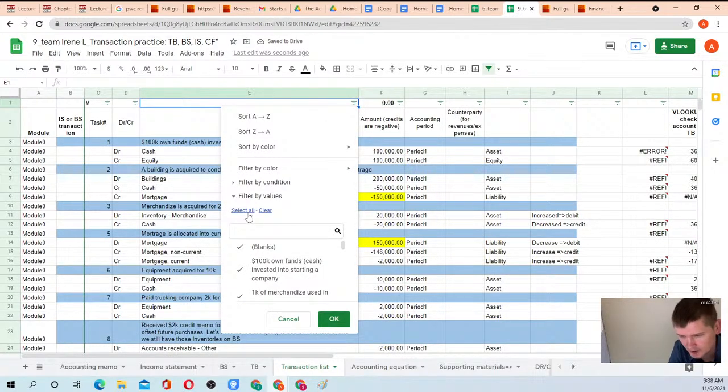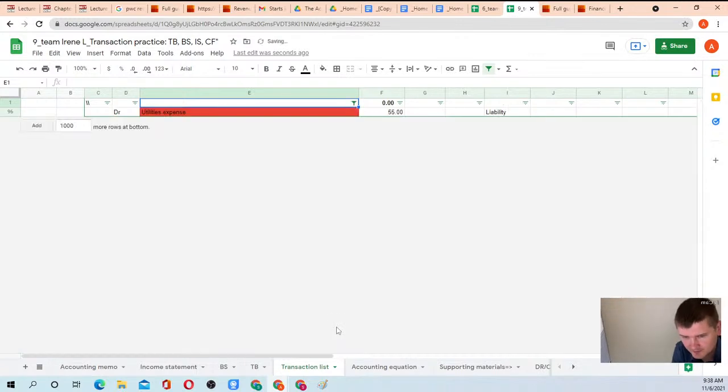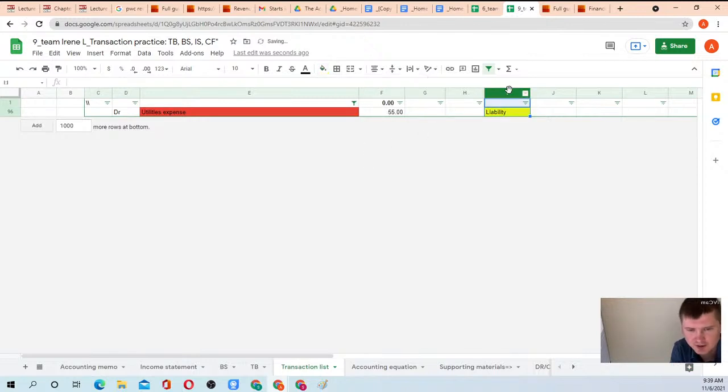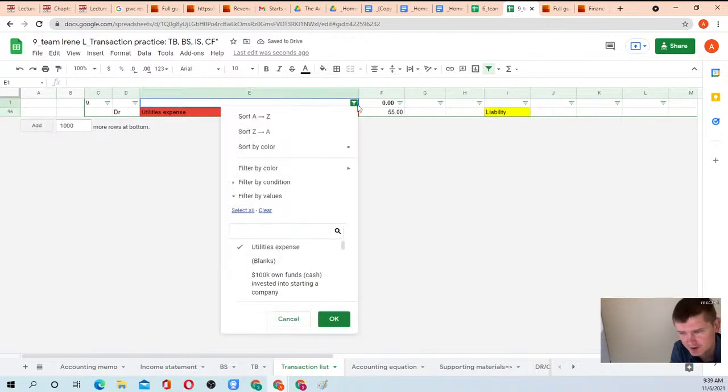Autofilter is a good feature to make an analysis of your financials, of your transactions. So you basically can filter through everything. Utilities expense. Okay, so for some reason it says liability here, but it should be an expense. We do not use that. That column is just for reference, so it's optional.